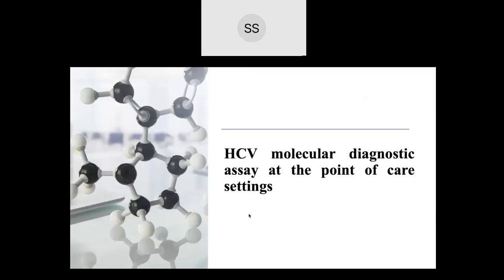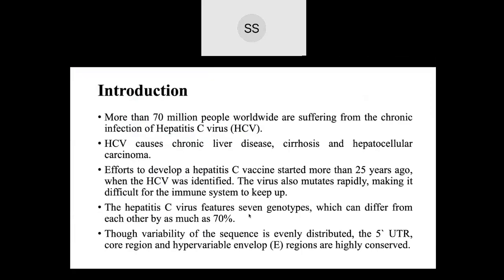So then my next project is a hepatitis C virus molecular diagnostic assay at point of care settings. Talking a little bit of background of the hepatitis C virus, more than 70 million people worldwide are suffering from chronic infection of hepatitis C virus. Hepatitis C virus causes chronic liver diseases, cirrhosis, and hepatocellular carcinoma. Effort to develop a hepatitis C virus vaccine started more than 25 years ago when the virus was identified. The virus also mutates rapidly, making it difficult for the immune system to keep up. This is the reason that we do not have a vaccine for the hepatitis C virus so far.